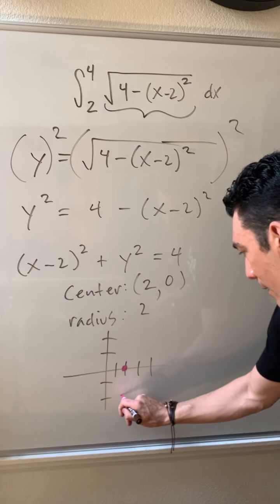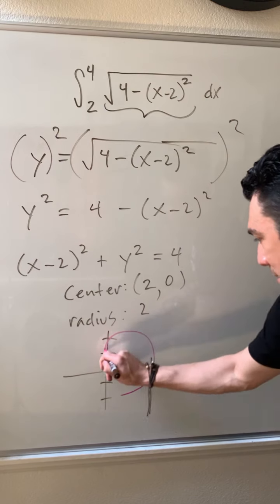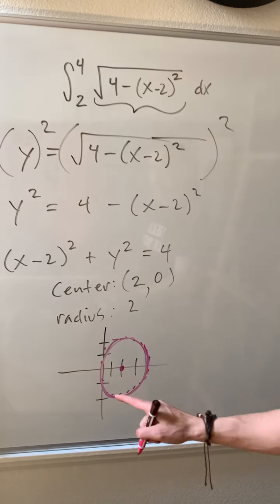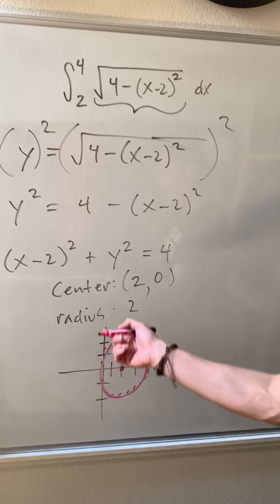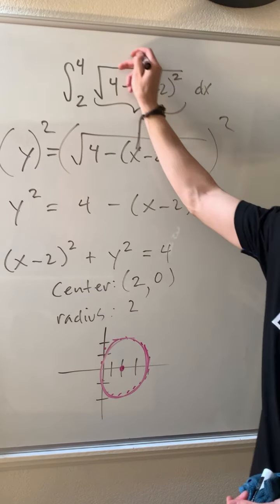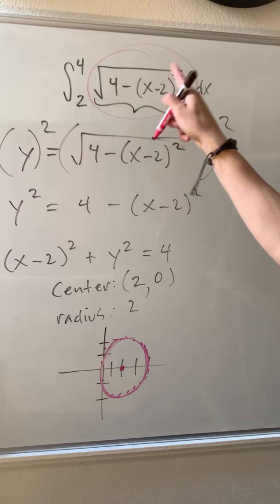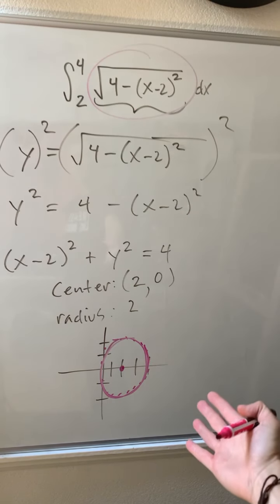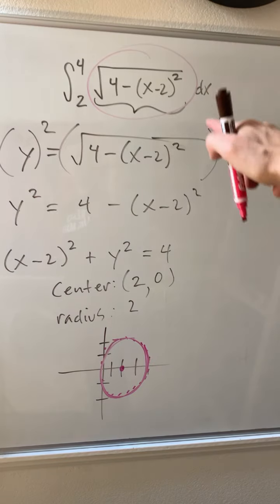And look, I'm not an artist, right? But I mean, gosh, this is not the best looking circle. But it should be something like this. It's supposed to be centered at (2, 0) with a radius of 2. Now, if you look at this guy here, that is actually a semicircle because it's a square root. We did what we did just to get a visual, but now we have to respect the original integral.